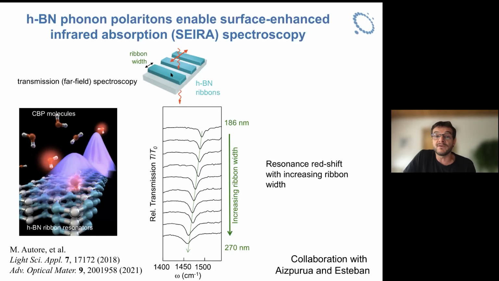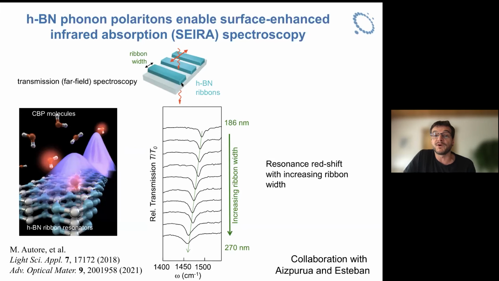And that's what we did. We made ribbons out of hBN, again by etching, and we tuned them such that the width matches half the phonon polariton wavelength. And then we did, in this case, a far-field experiment. And we tuned this ribbon width here. We see that in the transmission spectrum, we see here a dip.